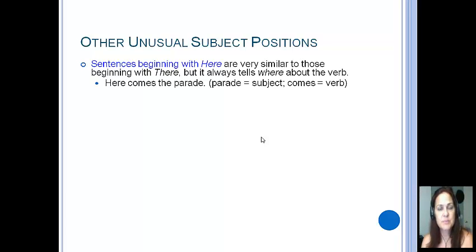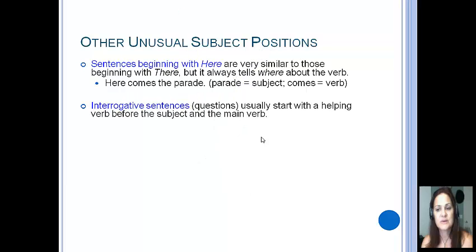Here comes the parade. So I say, okay, what is my verb? Well, my verb is comes. What comes? The parade comes. Where does it come? It comes here. So that one's one that's difficult.